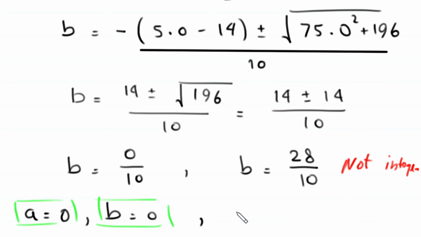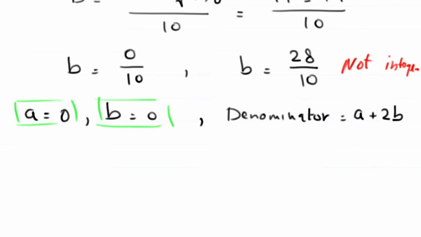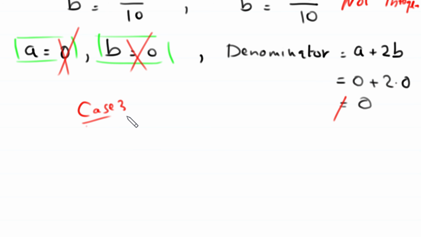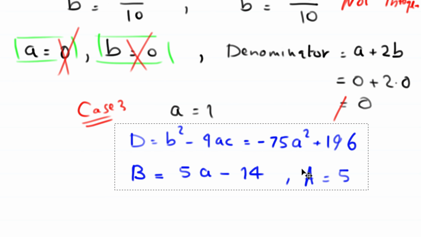Since in the original equation at the left hand side we have a denominator equal to a plus 2b, when a is 0 and b is 0, this denominator will become 0 plus 2 times 0, and this will become 0. Since the denominator cannot be equal to 0, this will be rejected. Now we solve case number 3, when a is equal to 1, and we have this information.